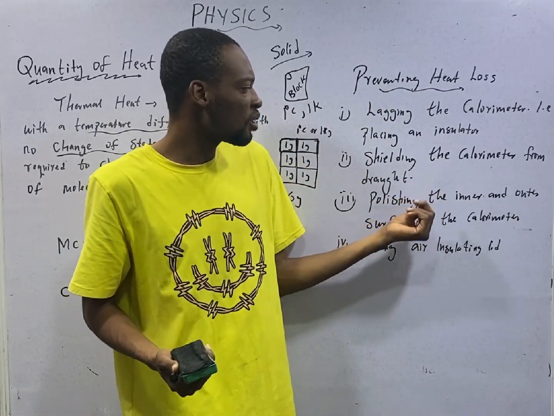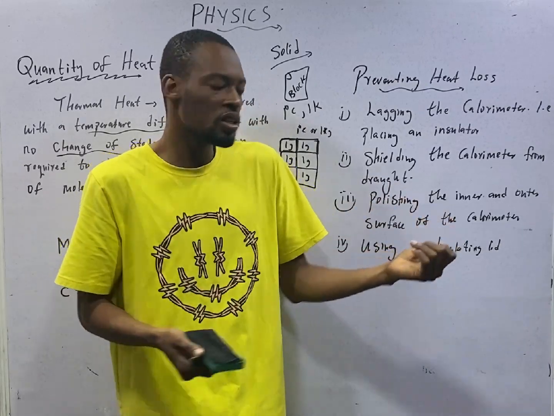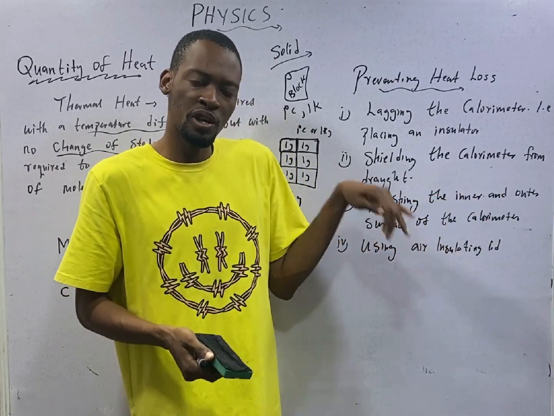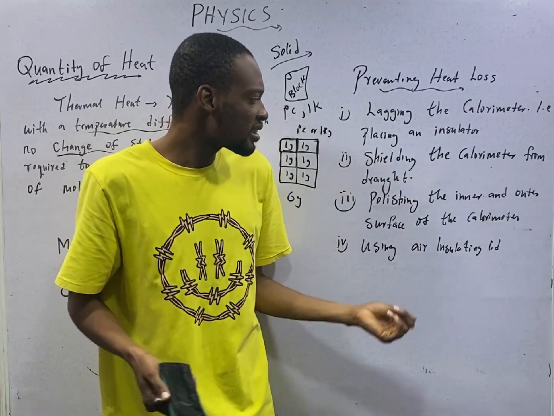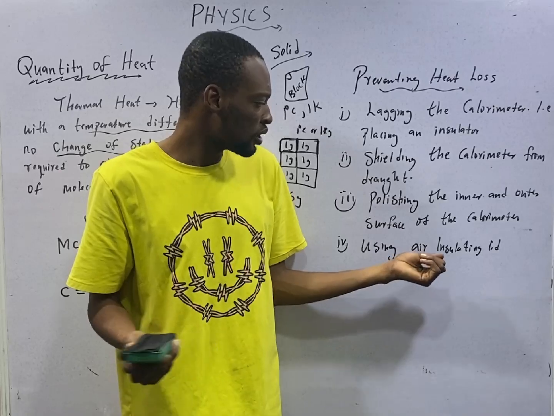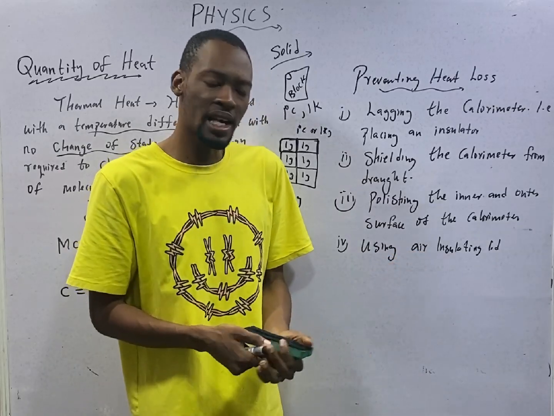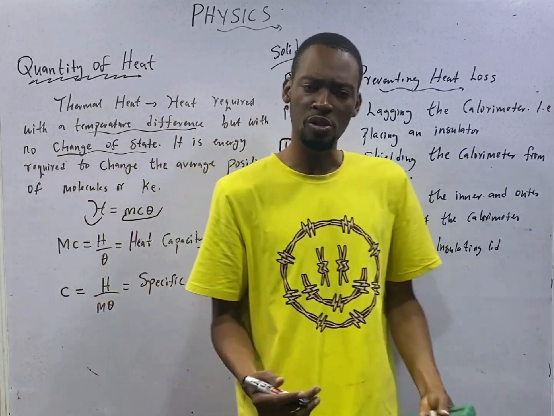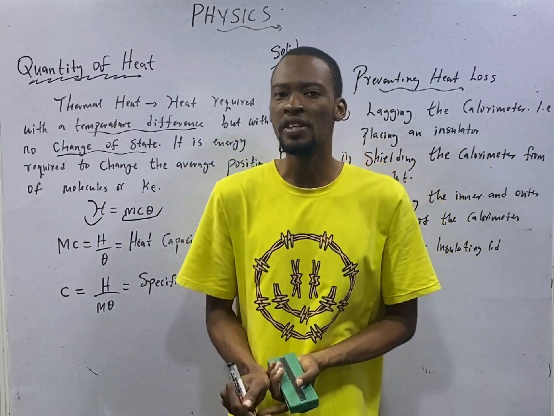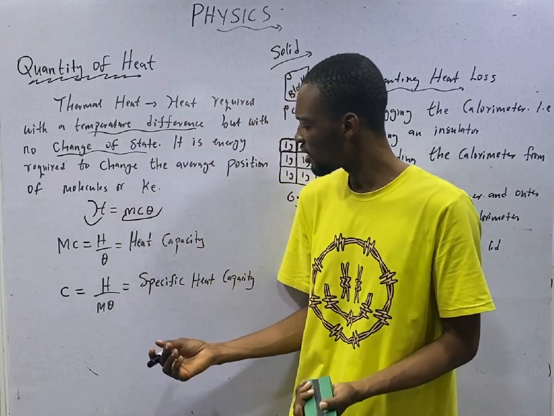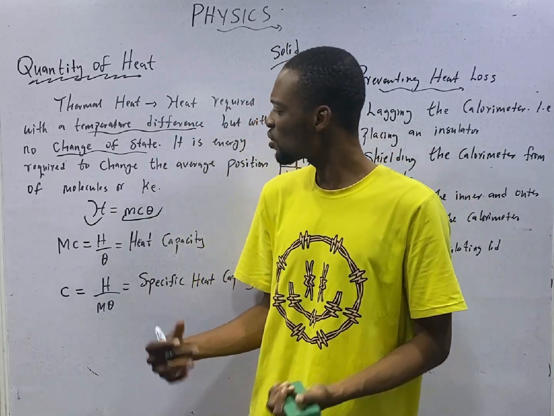Then to prevent heat losses using the electrical method, you have to shield the calorimeter from draught. Make sure there is no draught, and polish the inner and outer surface of the calorimeter. Then you use an insulating lid. So all of these are enough introduction to quantity of heat, heat capacity and specific heat capacity. Now let's begin to answer questions.